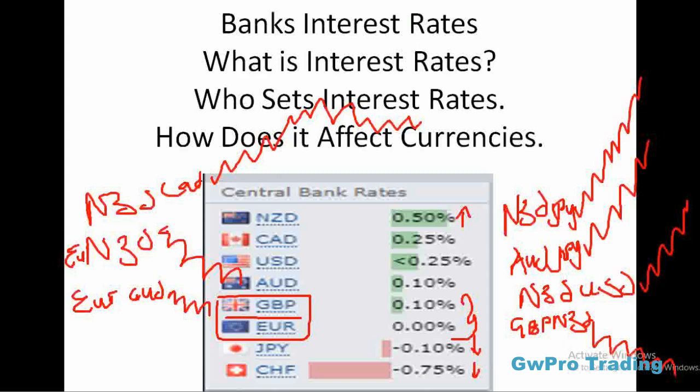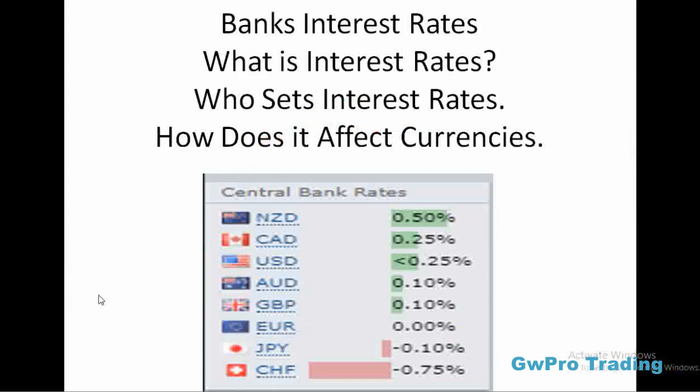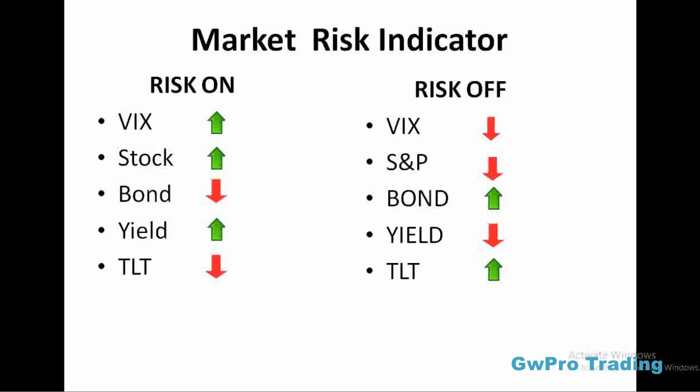All right, so let's look at some of the indicators for risk on, risk off as well. During the risk on market mode, these are some of the indicators. So you want to look at what other things are doing. You want to look at other indicators as well. So you want to look at what the VIX is doing, what is the stock market doing, what's the bond doing, what's the yield doing. All right, so in risk on market mode, you want to be seeing the VIX going up. That's an indication that it's risk on.